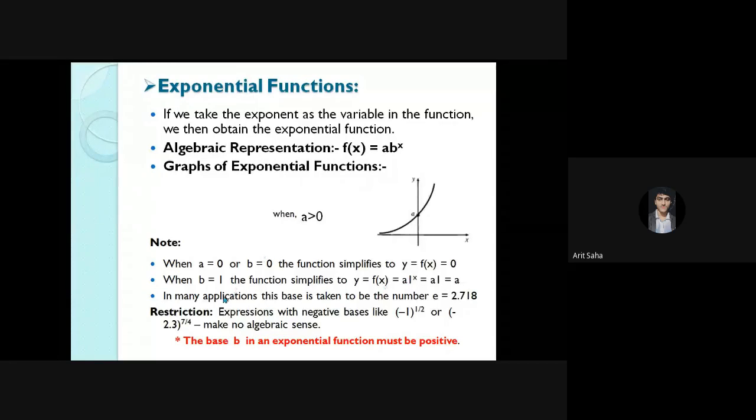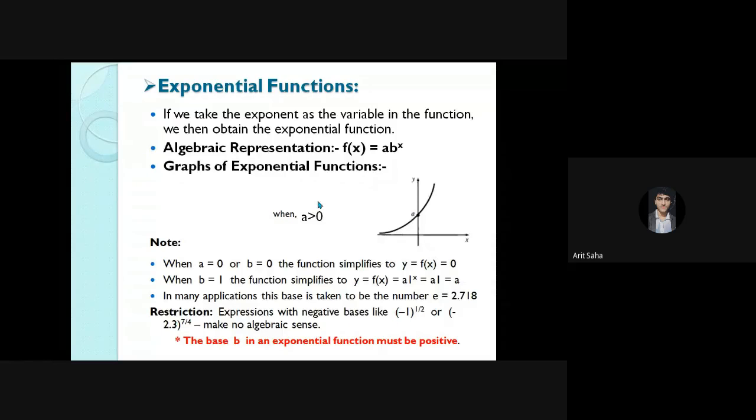And in case of b equal to 1, whatever the value of x is, it will give y equal to a, so it will create a straight line parallel to the x-axis. In many applications, we have seen that the base b is given as e, whose value is 2.718. We call this Euler's number. In calculus, we have seen that the base is e.